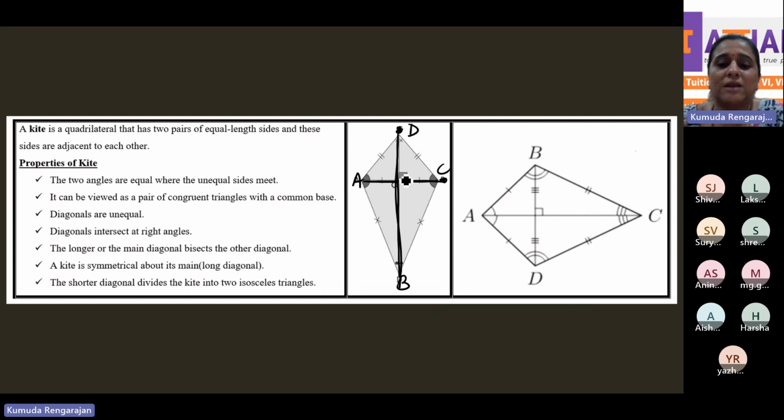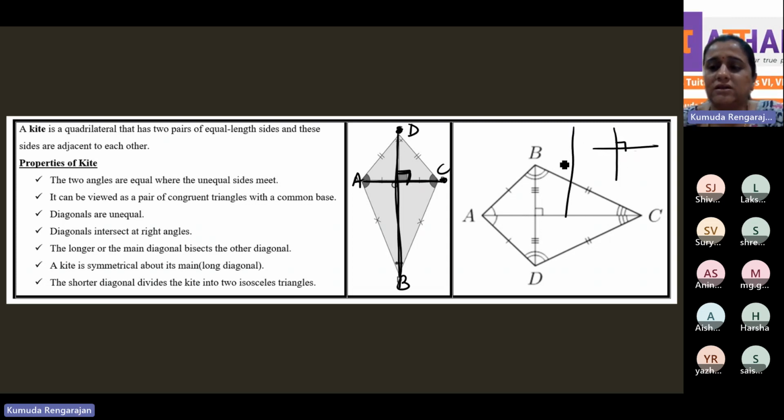And the diagonals are perpendicular to each other. They meet at right angles. That means where they meet, they make a right angle. This is one diagonal, this is the other diagonal. Here also it's 90, here also it will be 90. Because if this is 90, this also will be 90. Linear pair, vertically opposite angles, 90. So diagonals intersect at right angles.